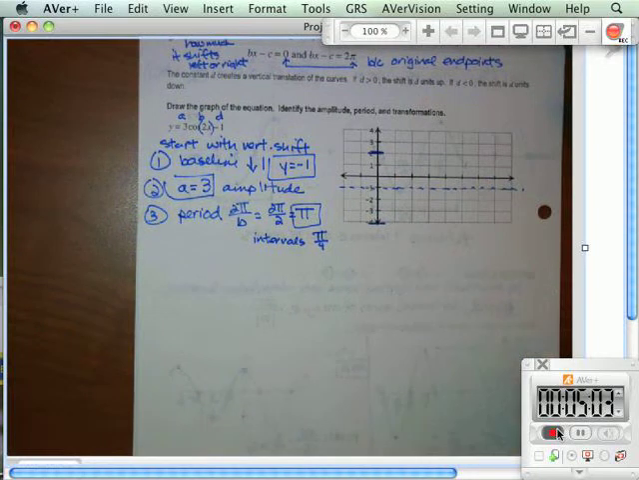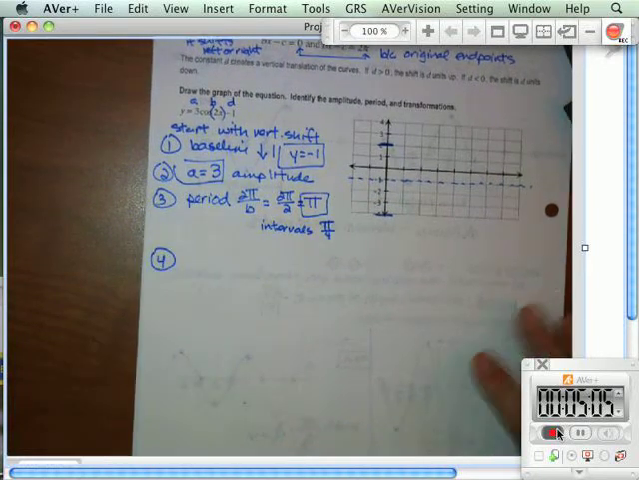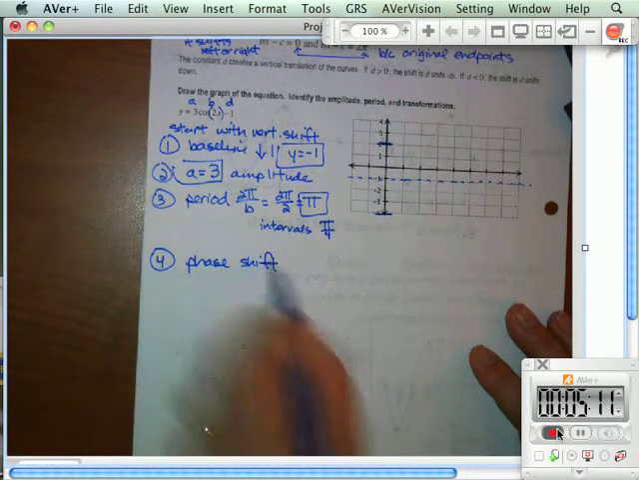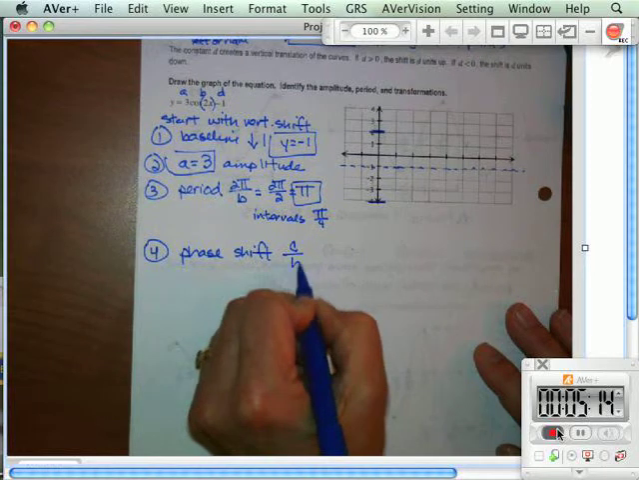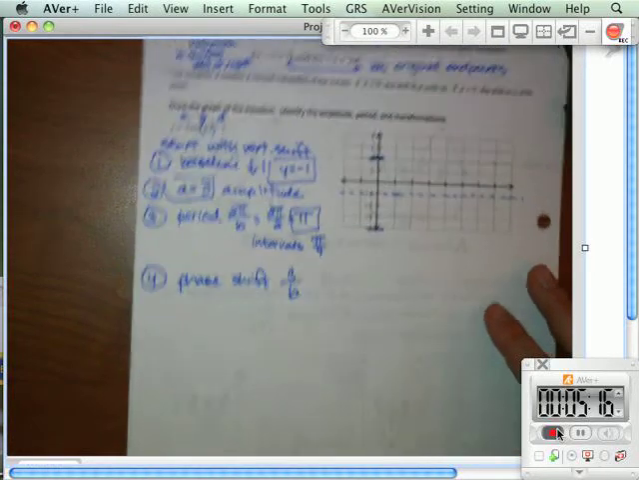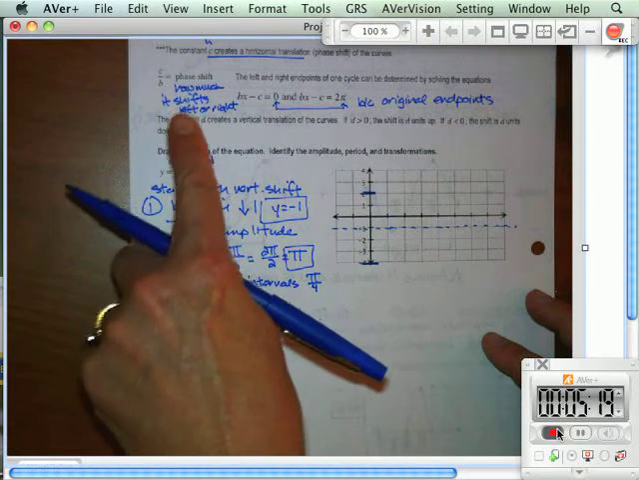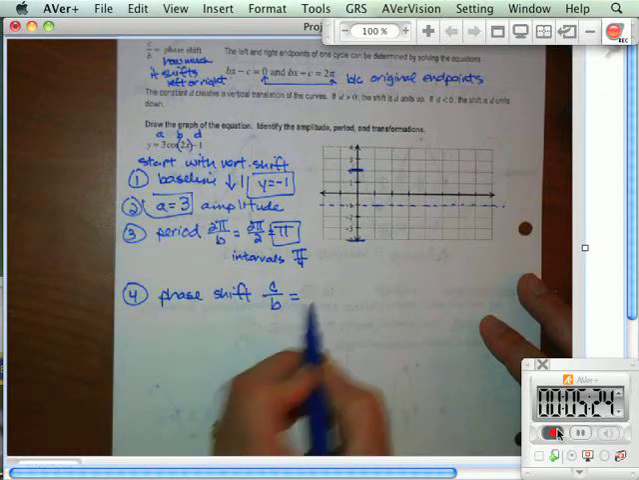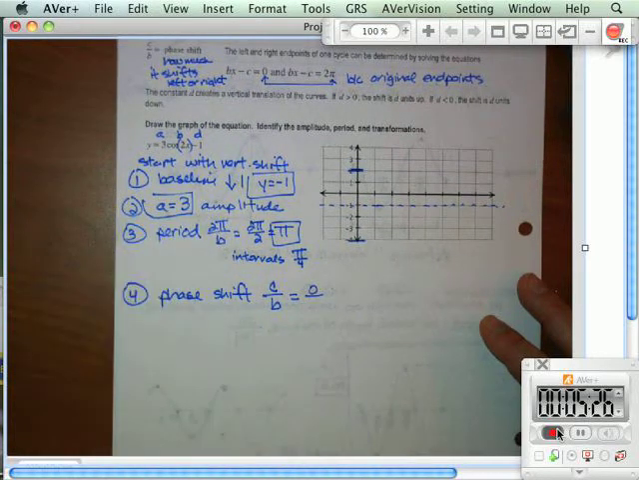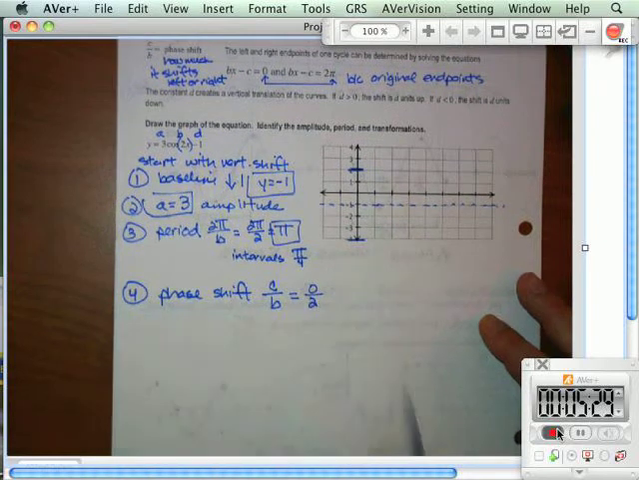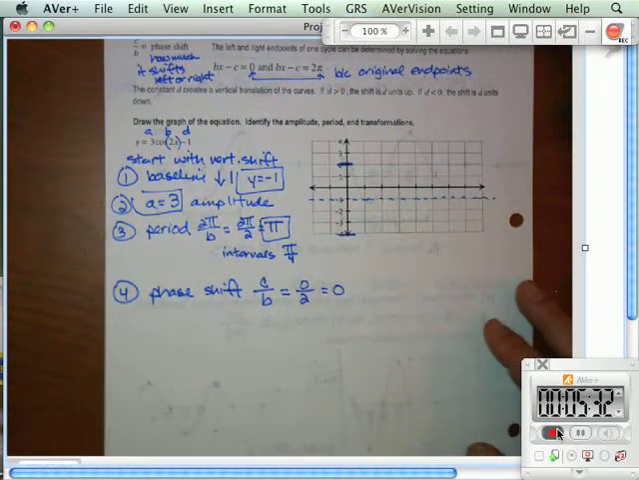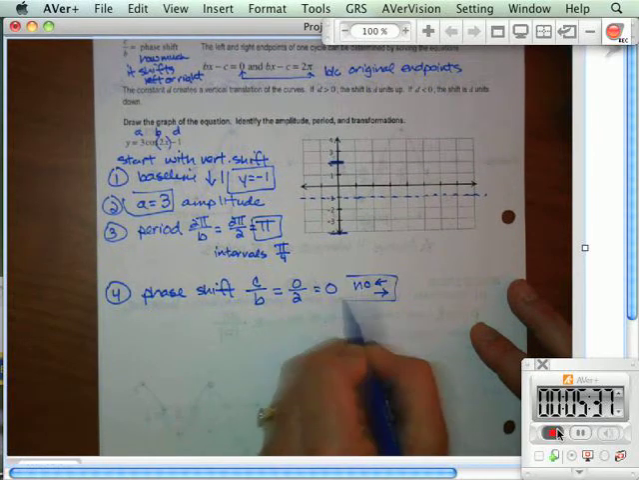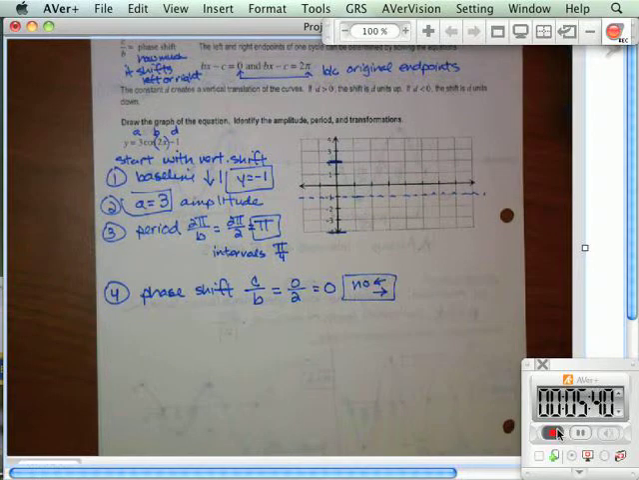Okay? Number 4. Let's see if there was a phase shift and what it is. So I do that by doing C over B. And I'm not making it up, it's up here. Okay, that's a phase shift right there. So what did we say earlier? Is there a C? No, so it's really just 0 over 2, which is 0. So there is no left or right movement, no phase shift. So I don't have to worry about that.